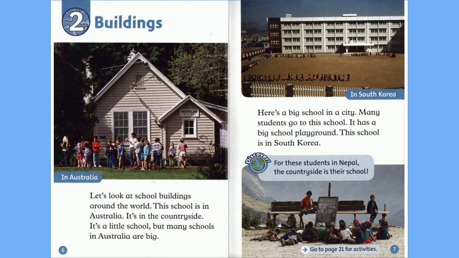Here is a big school in a city. Many students go to this school. It has a big school playground. This school is in South Korea. For these students in Nepal, the countryside is their school.